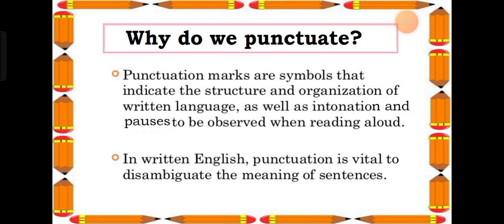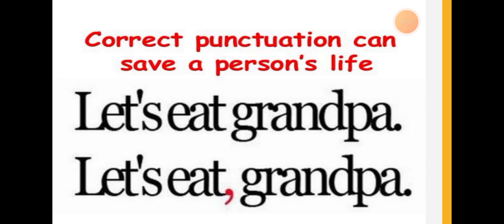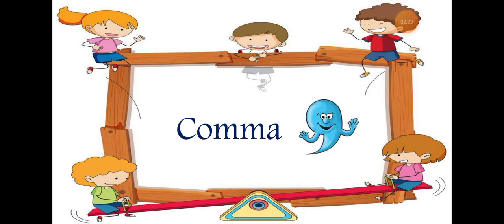In written English, punctuation is vital to disambiguate the meaning of sentences. Correct punctuation can save a person's life. Look here: let's eat grandpa. Now here it makes sense that we can go and eat grandpa. In Urdu I can say, we eat grandpa. But when we add a comma, let's eat, grandpa, this means grandpa, let's eat. So here it can save a person's life as well.